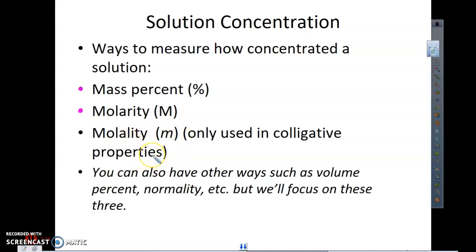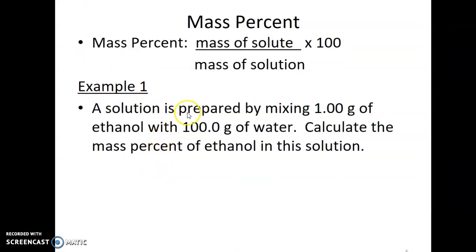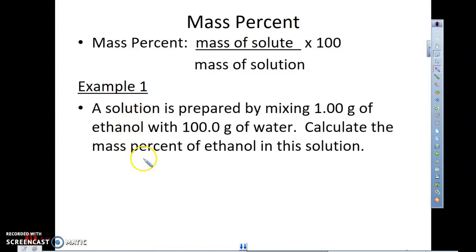There's other things you can do. Normality, you could do volume percent, so you don't have to do mass percent. So there are other ways. All right, so let's just look at this one that we're going to look at in this video and today's worksheet, and that is mass percent. And mass percent is simply the mass of the solute over the mass of the solution, but be careful because this is solute plus solvent.